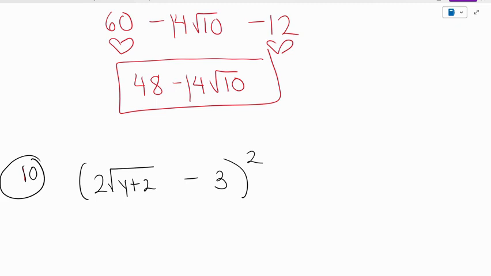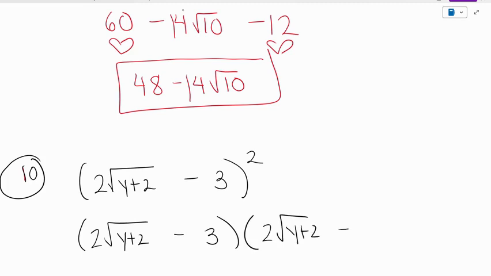Can I distribute in that exponent of 2? How many people say yes? Let's just distribute in that exponent of 2. How many people say no? Why not? Why can't I distribute it in? Good, it's a binomial, so what do I have to do? I need to multiply it out.